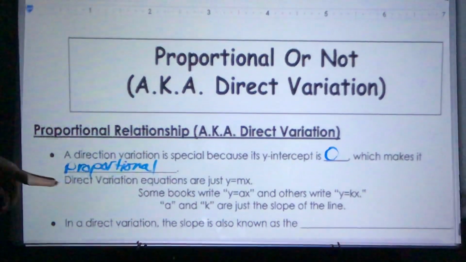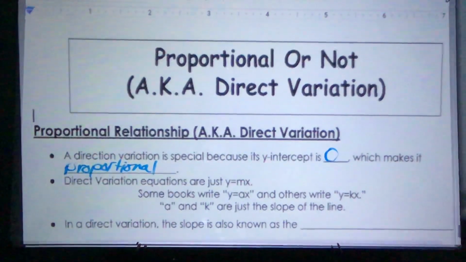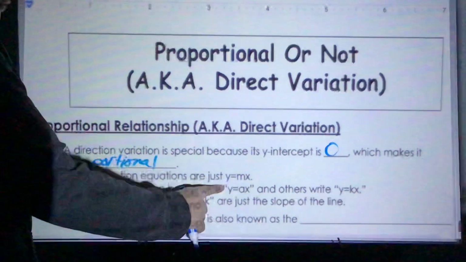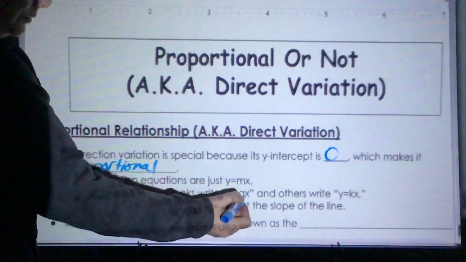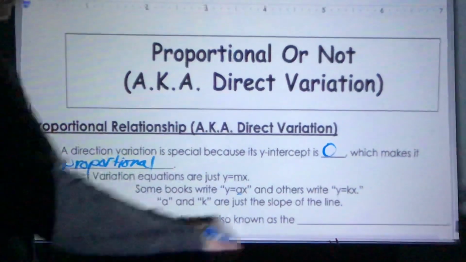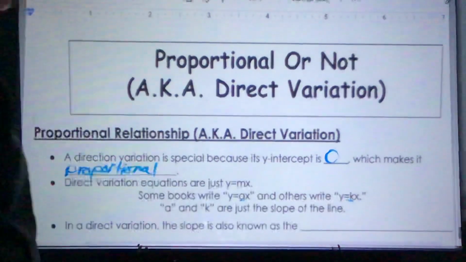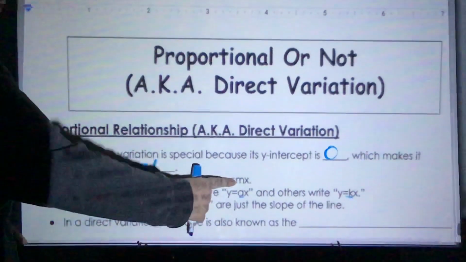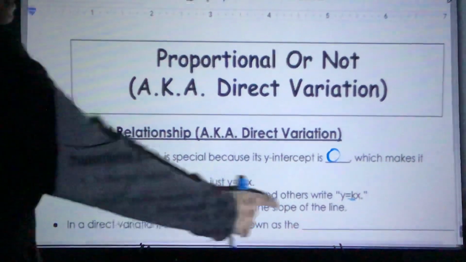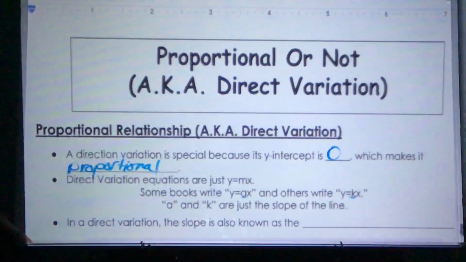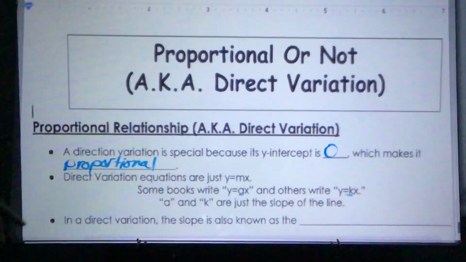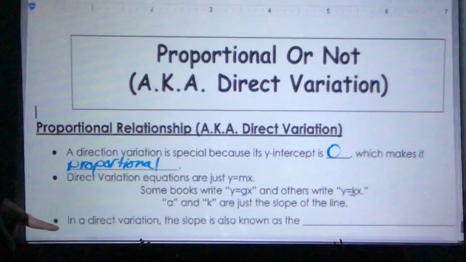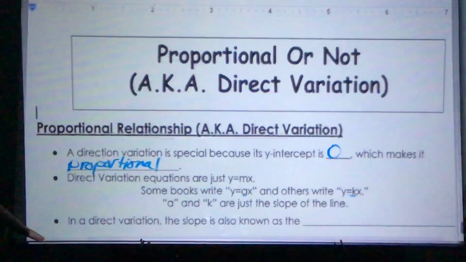Direct variations are equations that are just y equals mx. Some books will say y equals ax, and some books will say y equals kx. They all mean exactly the same thing. M is slope, a would be the slope in this case, k would be the slope in this case. They're the same thing.